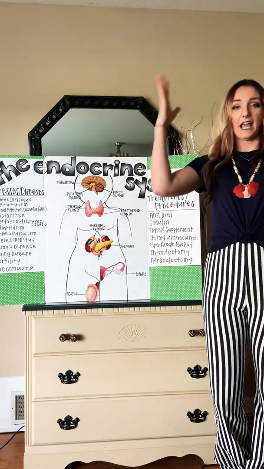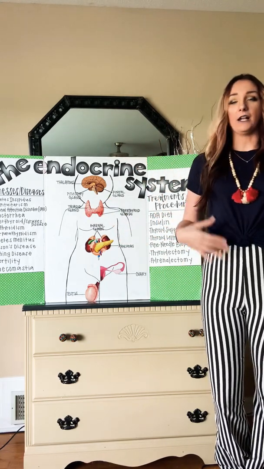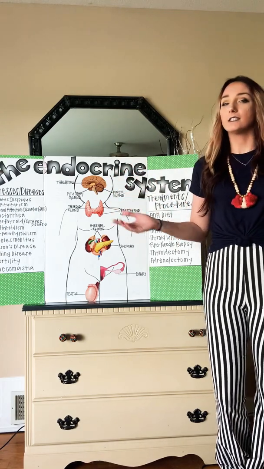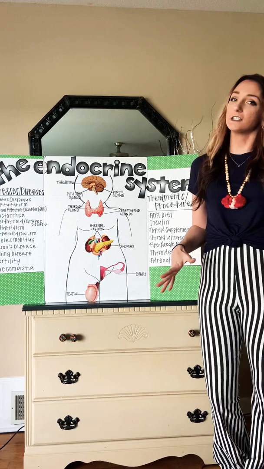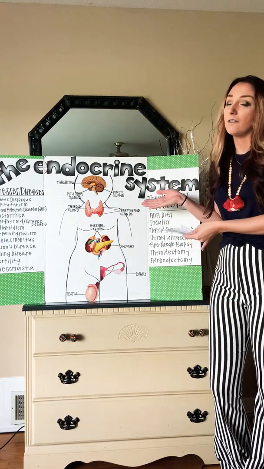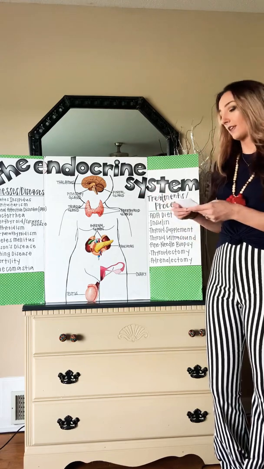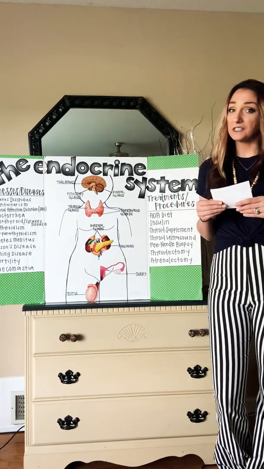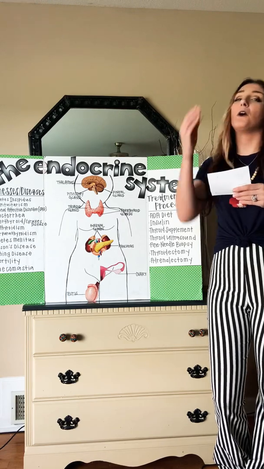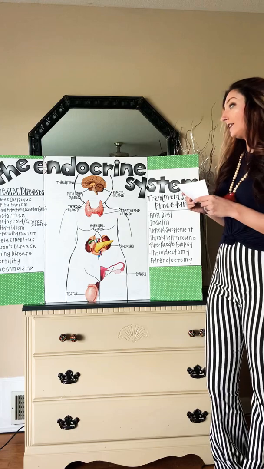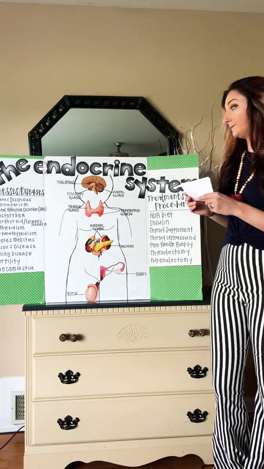It functions in everything in our body that has to do with our hormones. So hormone imbalances are usually related to the endocrine system. Therefore, it's a very important, very large system. Now, we have some special illnesses and diseases that do go along with the endocrine system, unfortunately, but there are ways to treat them, of course.